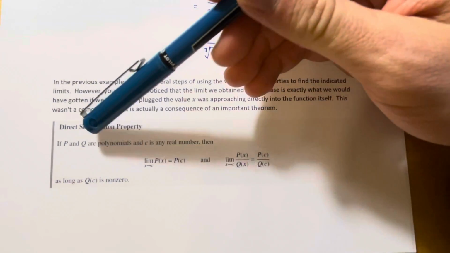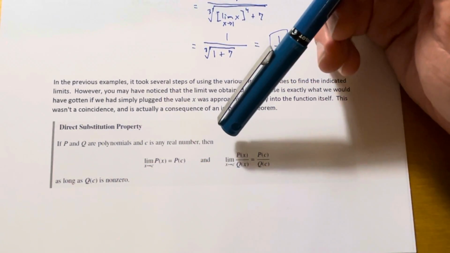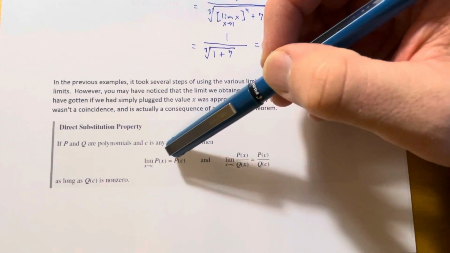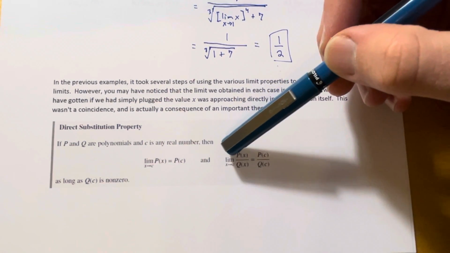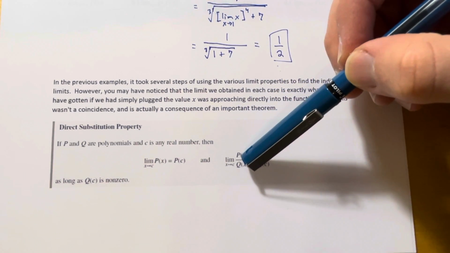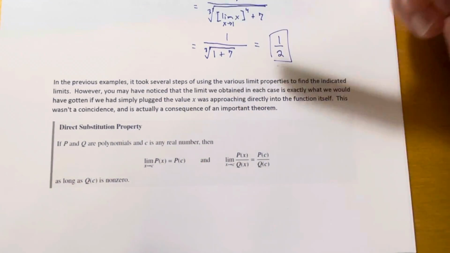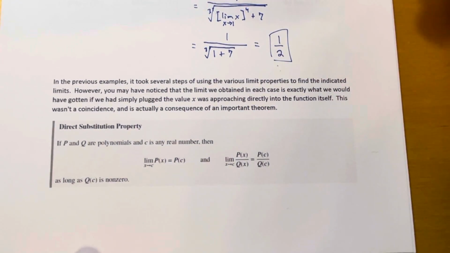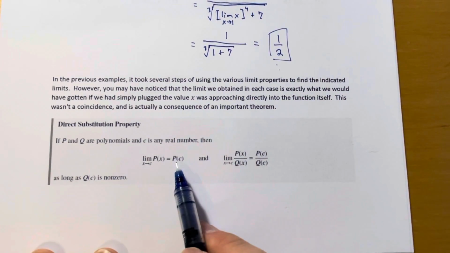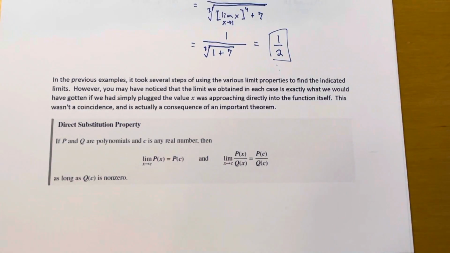It says if P and Q are polynomials, and if C is any real number, then the limit as x approaches C of P of x is equal to P of C, and the limit as x approaches C of P of x over Q of x equals P of C over Q of C, as long as Q of C is non-zero. Now, if you're getting a little caught up in the notation here, remember, P of C is just what you get by plugging C into your polynomial, which is what we're saying, right?